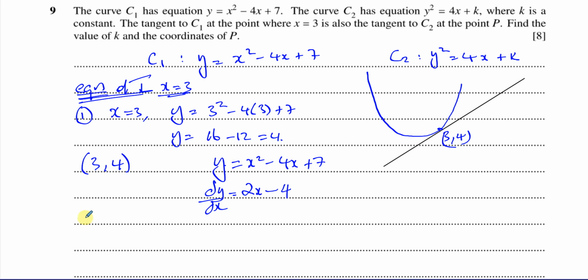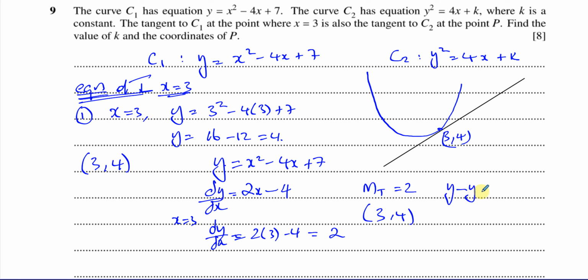So we want to find what the gradient is when x equals 3. When x equals 3, dy/dx is equal to 2 times 3 minus 4, which is 6 minus 4, which is 2. So the gradient of the tangent is 2, and it passes through the point (3, 4). We can now use the equation of a straight line, y minus y1 equals m times x minus x1, to find the equation of the tangent to this curve when x equals 3.